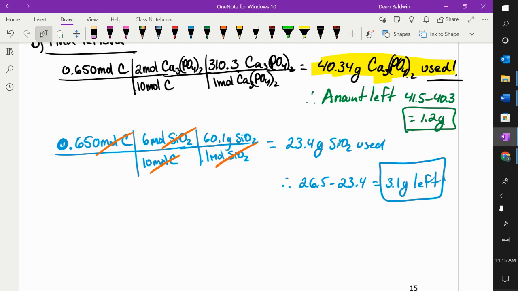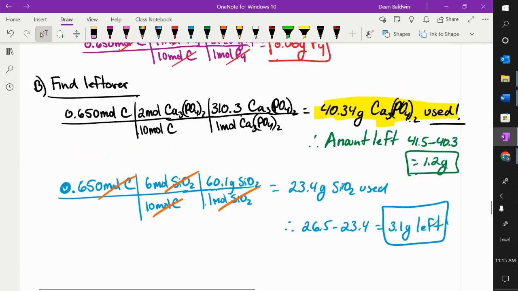So same thing, 0.65 moles of carbon. The mole ratio is 6 to 10 times the molar mass of silicon oxide. Gives you the amount used. Subtract that from the amount you started with. You get the amount left over. All right? Do we feel comfortable with that?